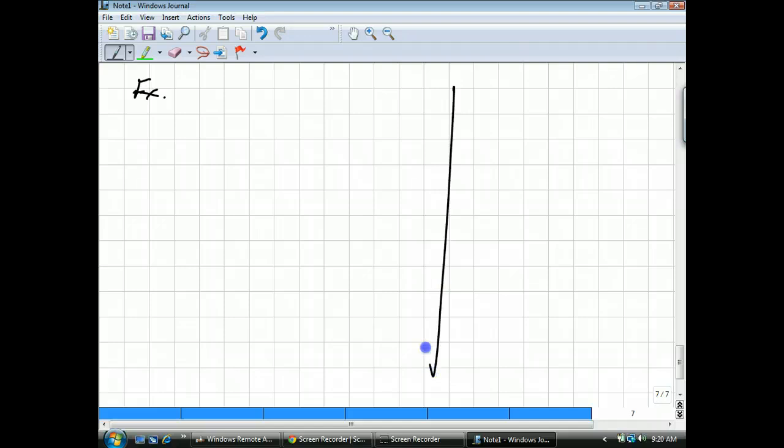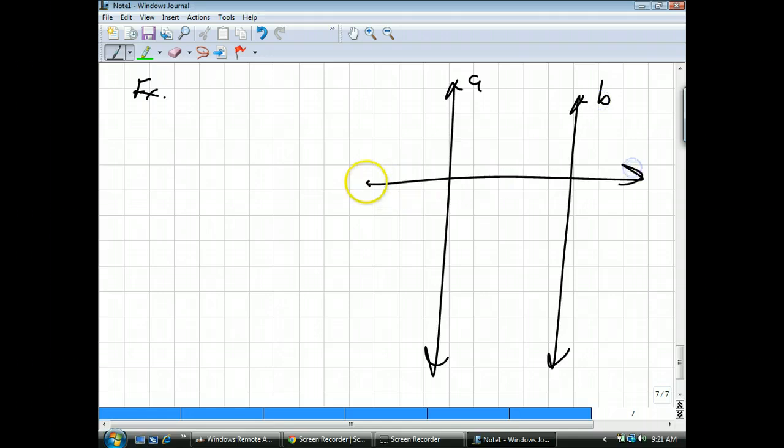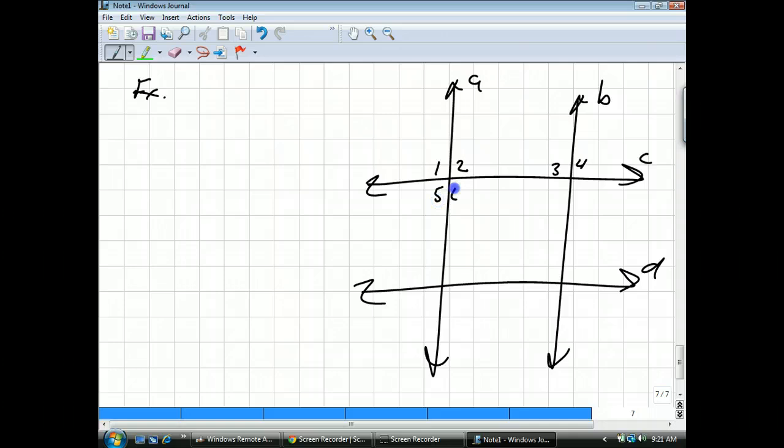So I have line A and line B, line C and line D. And notice that now I have actually 16 angles. 1, 2, 3, 4, 5, 6, 7, 8, 9, 10, 11, 12, 13, 14, 15, and 16. Okay?